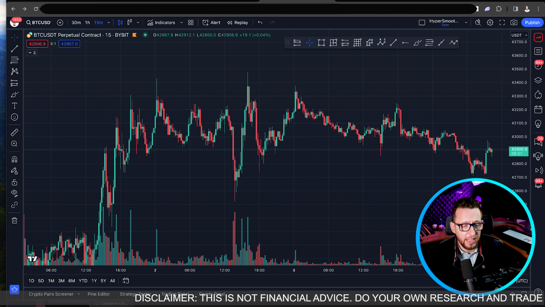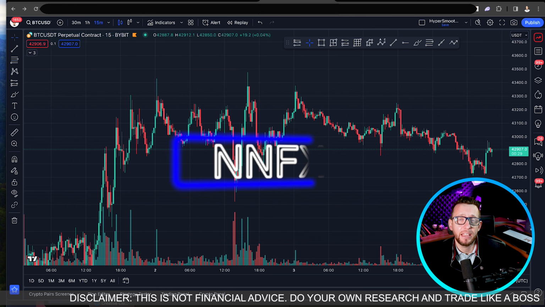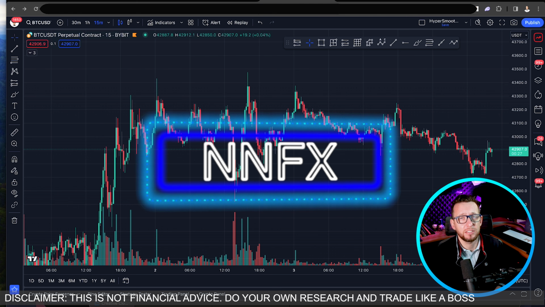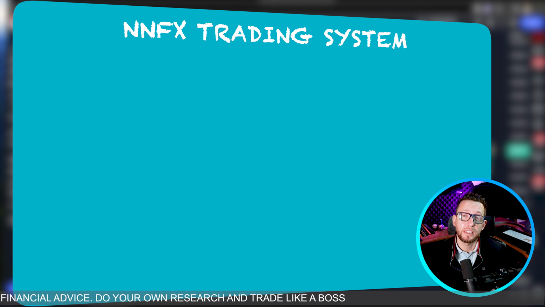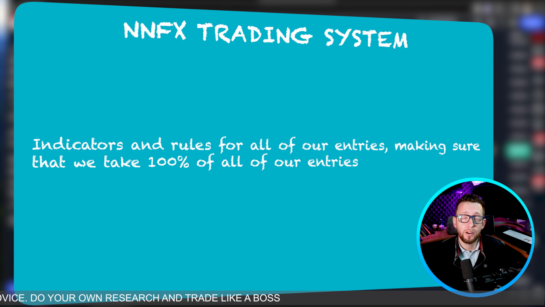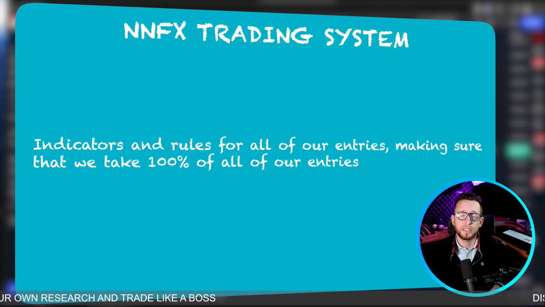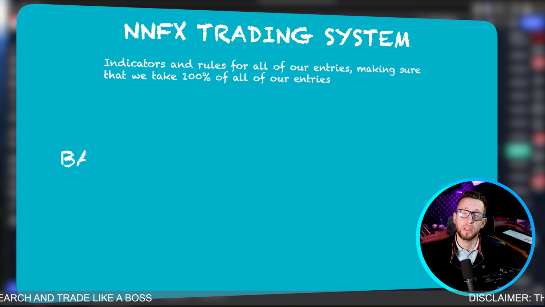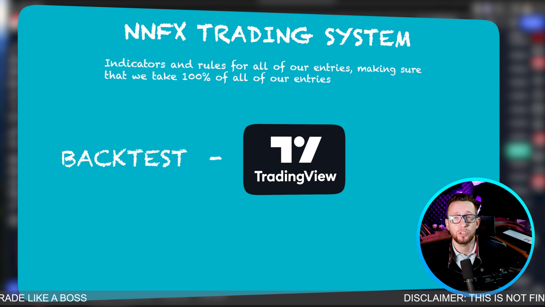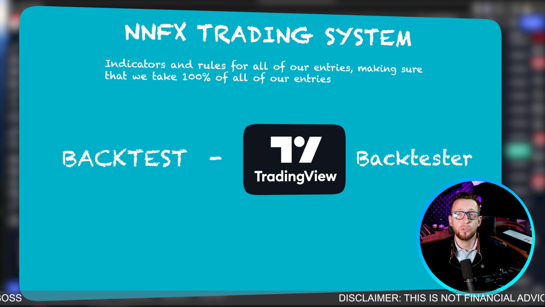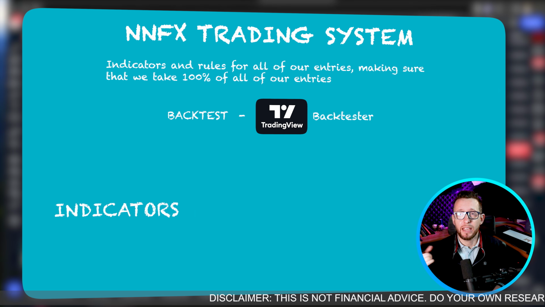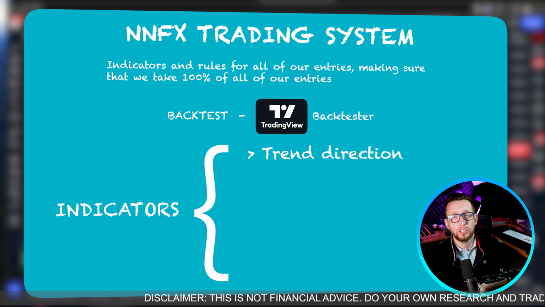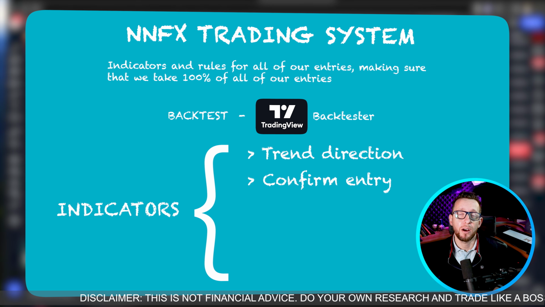I'm going to be adding 3 indicators here using the NNFX trading system. If you don't know what the NNFX trading system is, it's a system where we're using indicators and rules for all of our entries, making sure that we take 100% of all of our entries. This means that we can backtest using the TradingView backtester to make sure that our trading strategy actually worked on historical data. We use one indicator for trend direction, another indicator to confirm our entry.